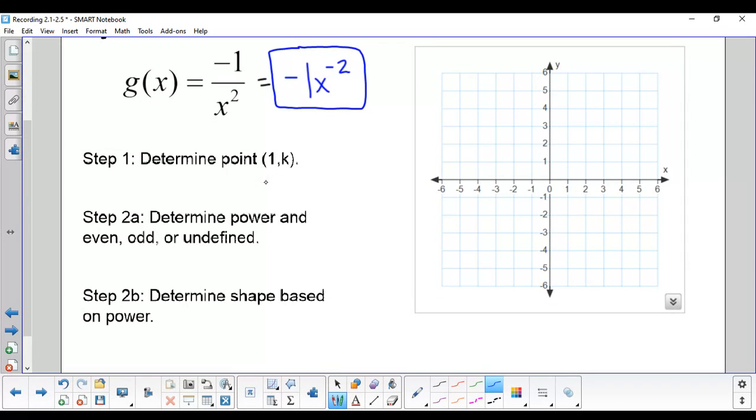Step 1, figure out the point it will pass through. In this case, it passes through the point 1, -1. This is going to place my function in quadrant 4.